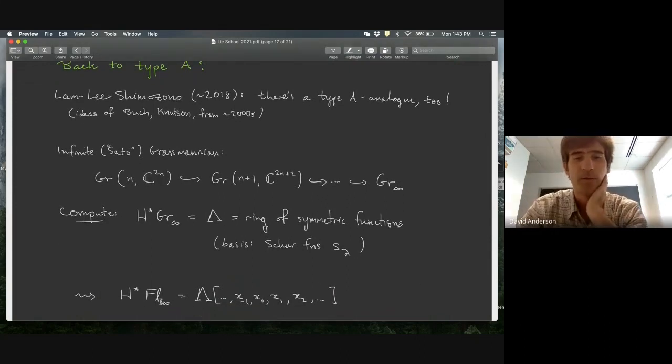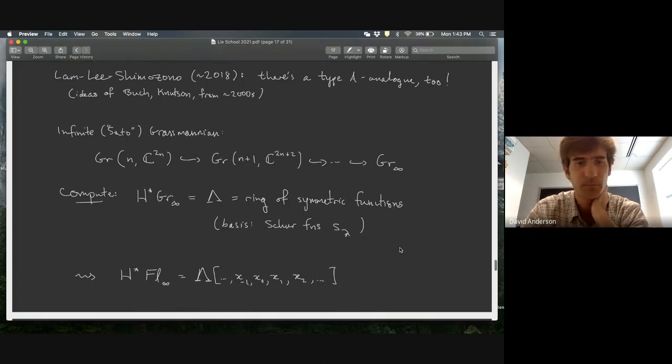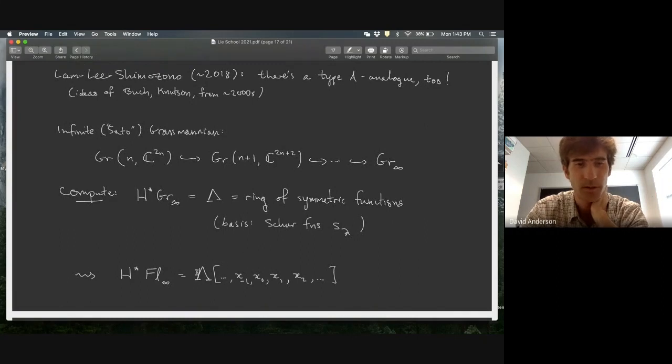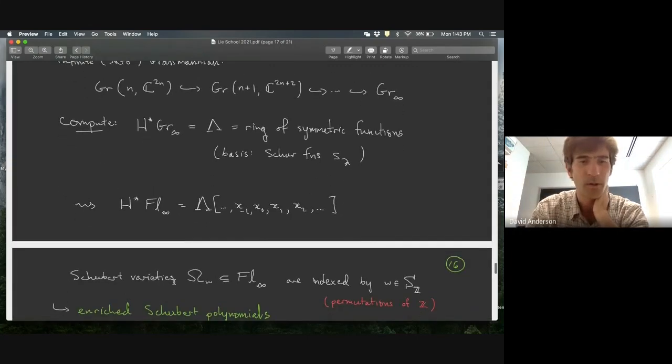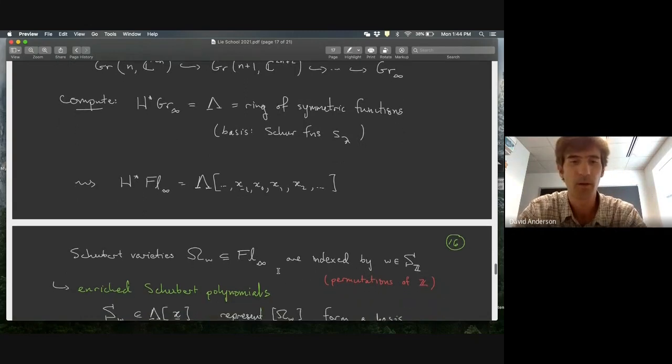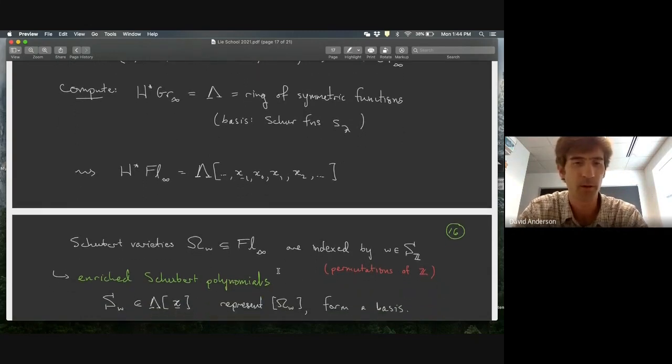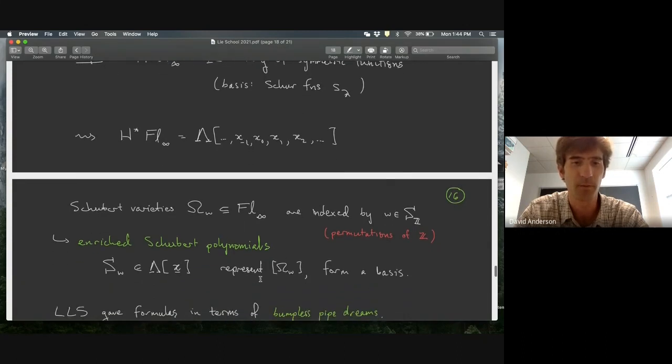And then the cohomology of the flag variety will be a polynomial ring with infinitely many variables indexed by the integers, so there will be negative variables too, with coefficients now not in the integers, but in this ring of symmetric functions. Likewise, Schubert varieties are going to be indexed by permutations of the integers now. And you get what Fulton and I are calling enriched Schubert polynomials, living in this big polynomial ring. They represent these Schubert classes, and they form a basis for this big polynomial ring.